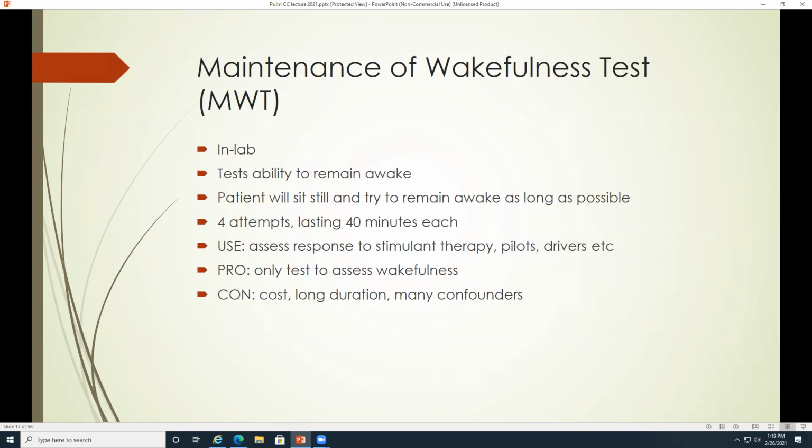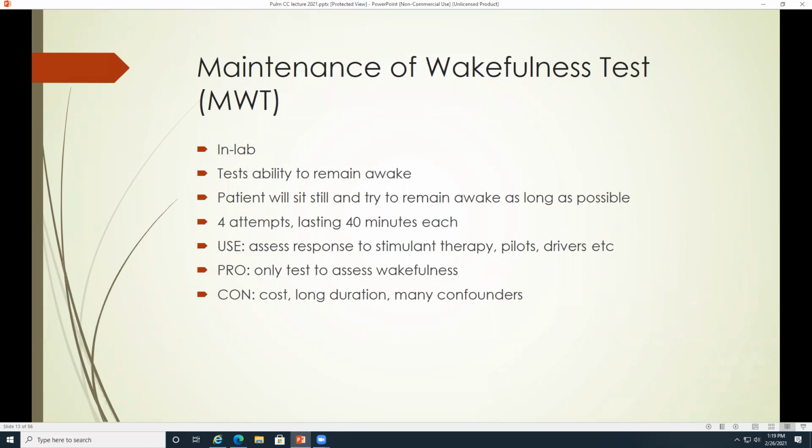They do 4 of these attempts lasting 40 minutes each and see how long they can stay awake. We use it because you need to see if certain people can stay awake. People who are pilots or drivers, they have to make sure that they're able to actually function at their job. It's also used to assess how people respond to stimulant therapy. So if you're treating someone with narcolepsy or something like that, you can do this test to see how they're doing with the stimulant use.